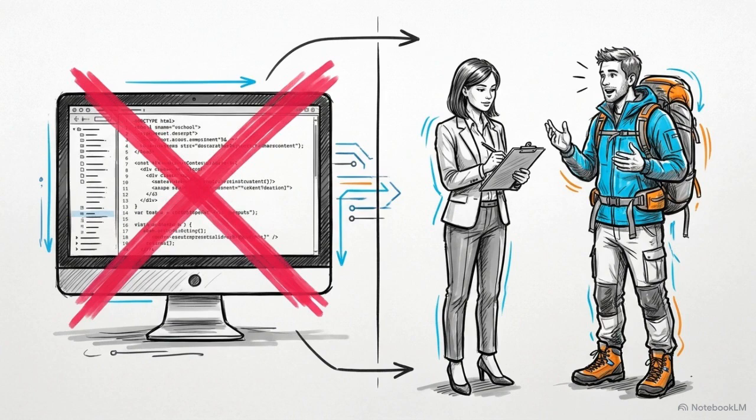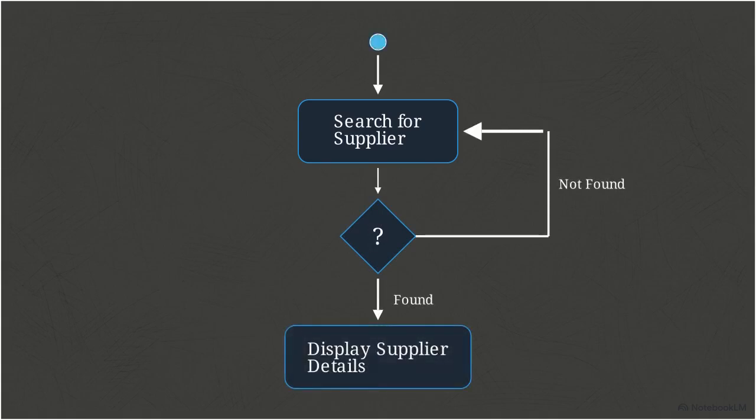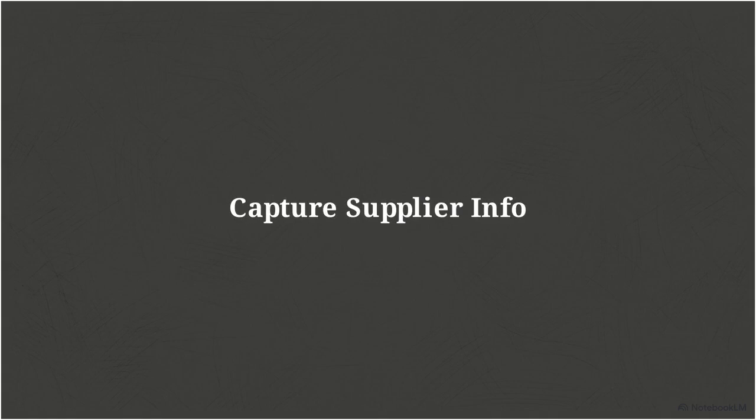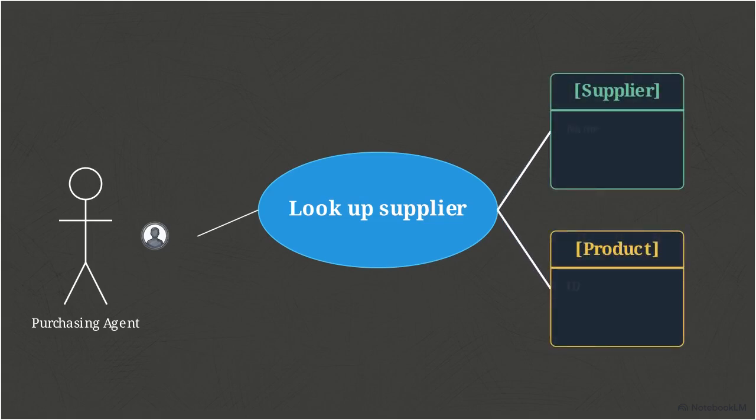They model these interactions using an activity diagram, mapping the precise sequence of decisions and actions a user takes when evaluating a supplier. Workflows are codified into a formal use case. The broad capture supplier info becomes a specific action, look up supplier, initiated by an actor. Concurrently, analysts identify object classes, establishing dedicated database entities to hold data for both the supplier and the product.